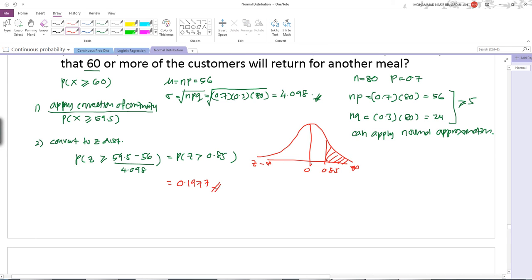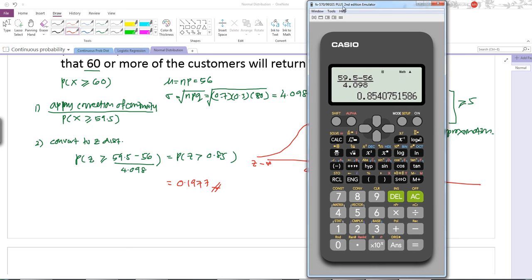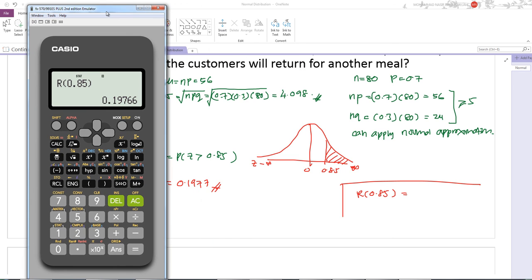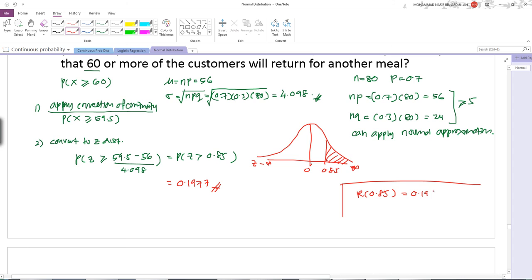0.1977. If you are using calculator, so R 0.85 should be, this is using calculator, right? Calculator, I show it again. Number 3, R 0.85. So 0.19766. 0.19766. The same thing. Okay.